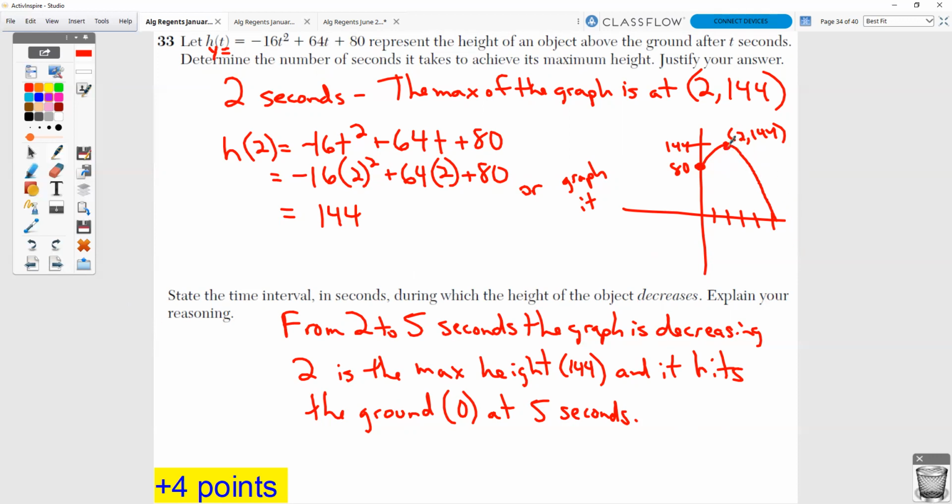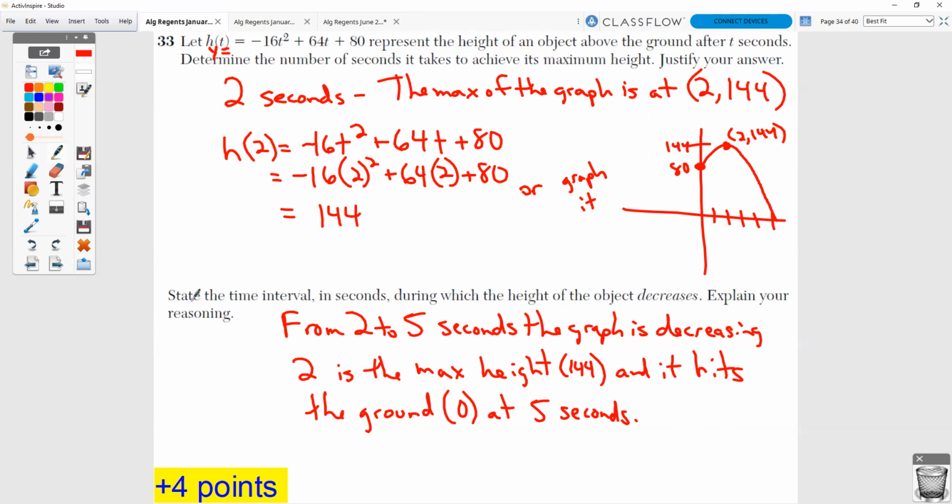Remember, you can do second calc and then the maximum. So the max point is 144. That means the number of seconds that it takes is 2, because the time always goes across the bottom. So the time is at 2 seconds. You could either show the graph and say that you're looking at the graph, or we can take the 2, sub it in for the t, and show that it reaches a max of 144.